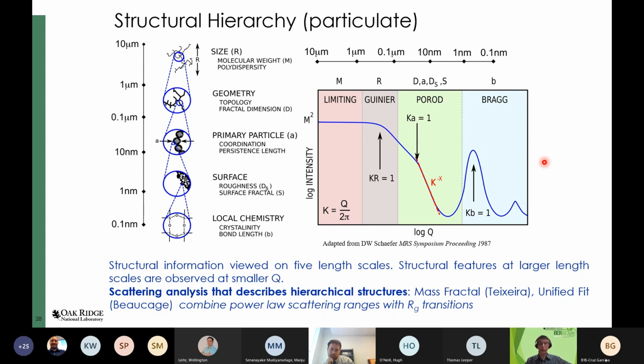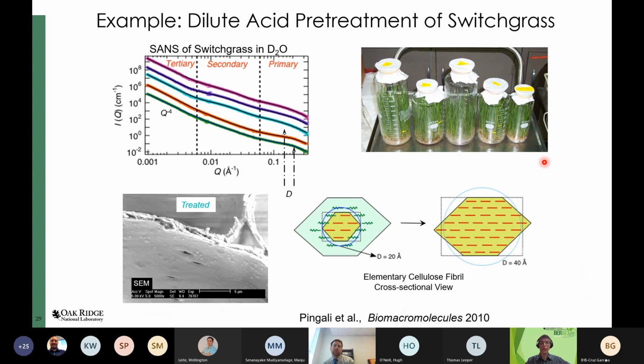So it gets, of course, a lot more complicated than just a simple form factor, but you still get information out. But it'll be in different types of parameters that will not give you as much detail on the particle shape, but it will still give you important information on how these hierarchical systems work relative to each other. And our dilute acid pretreatment of switchgrass is such an example, and I think Wenki will be talking about this example as well.